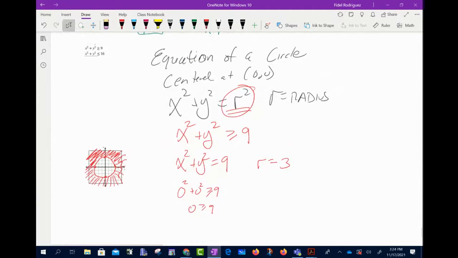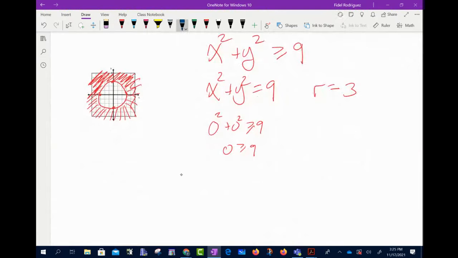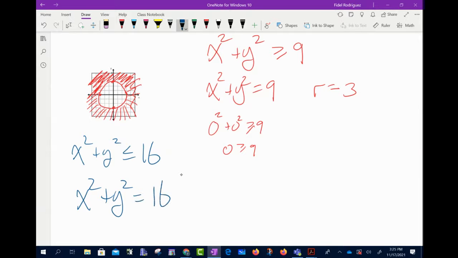Okay. So now I'm going to write down the second equation of the circle we have. We have x squared plus y squared is smaller than or equal to 16. So let me do that over here, y'all. x squared plus y squared is smaller than or equal to 16. I'm going to write out the equation first. I'm going to put the equals first.